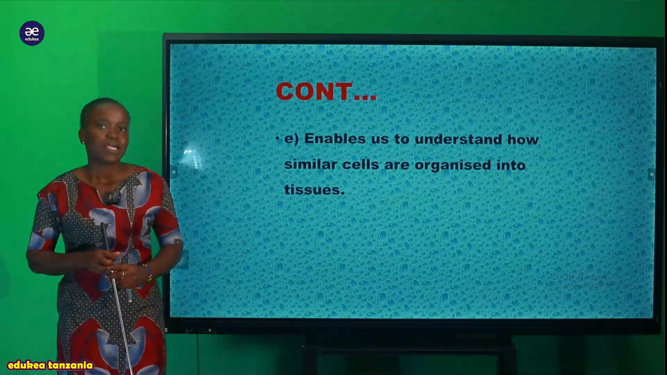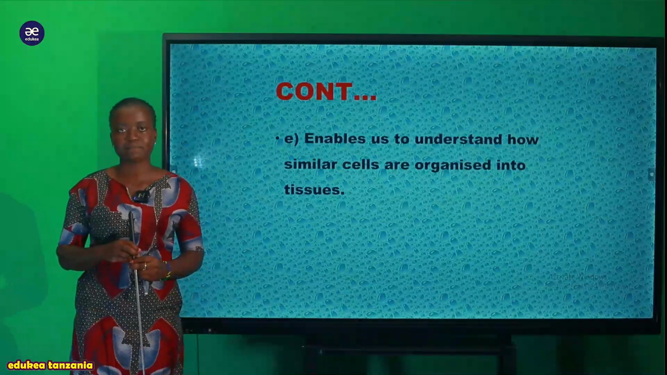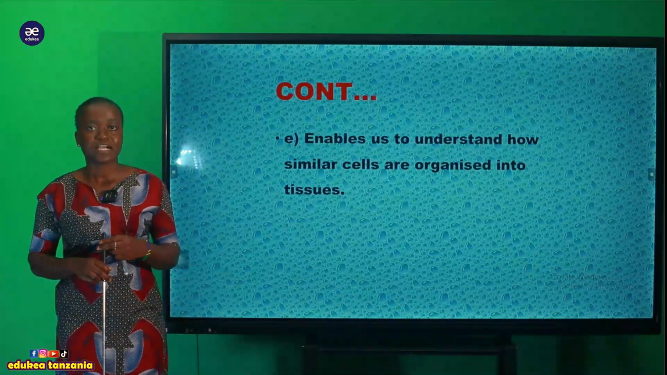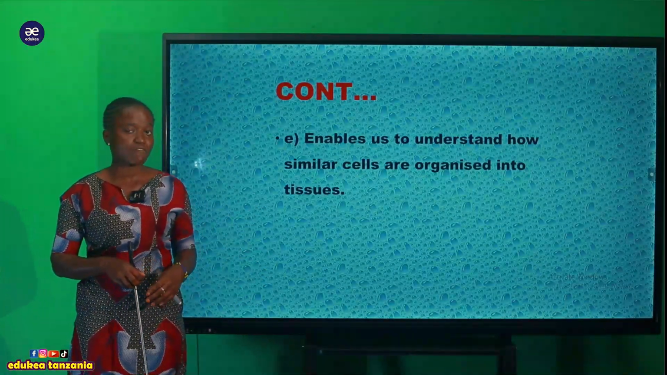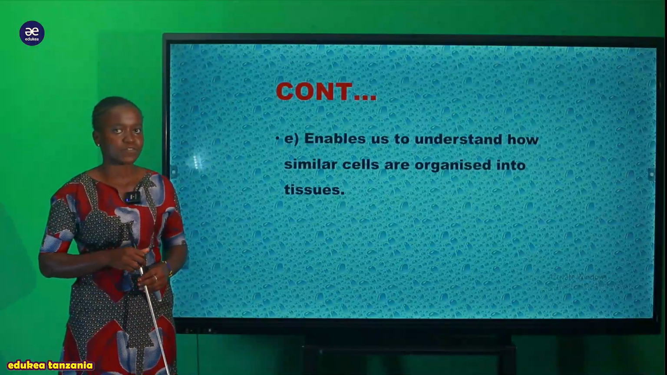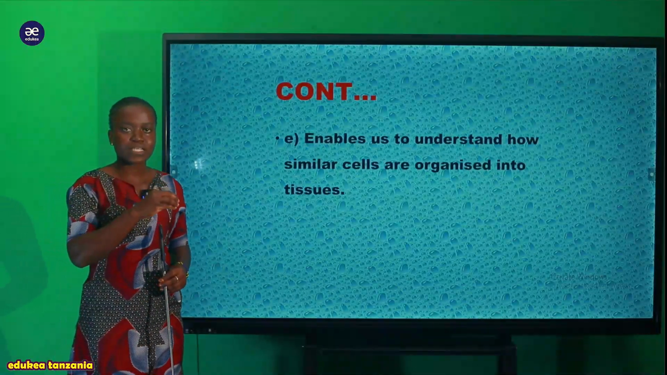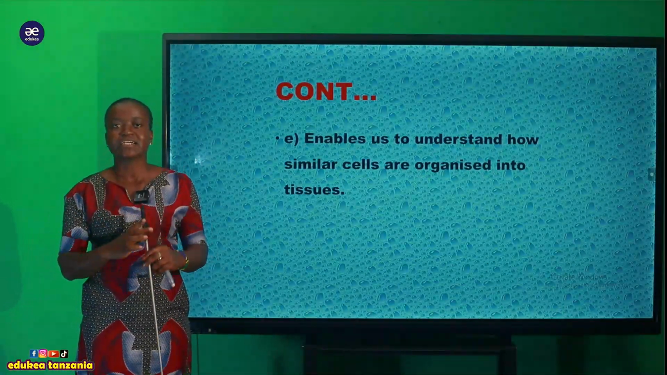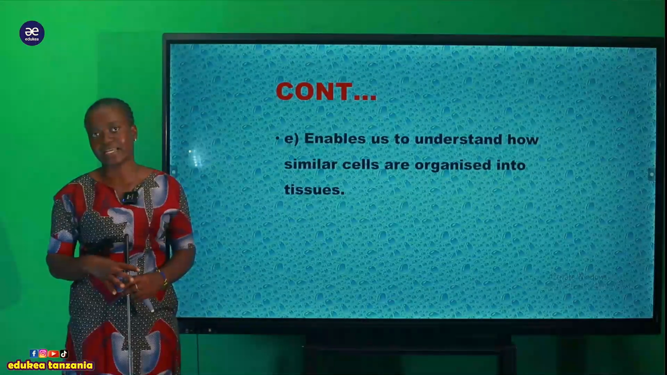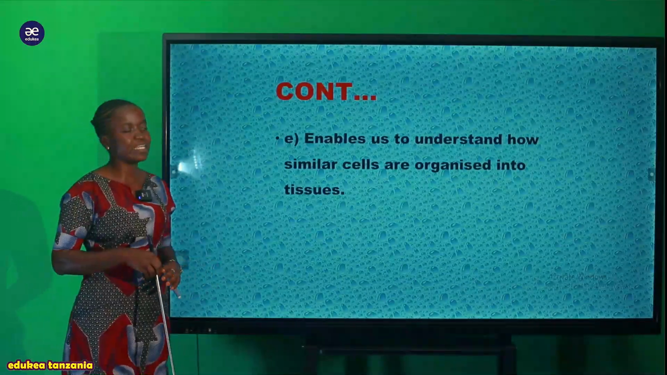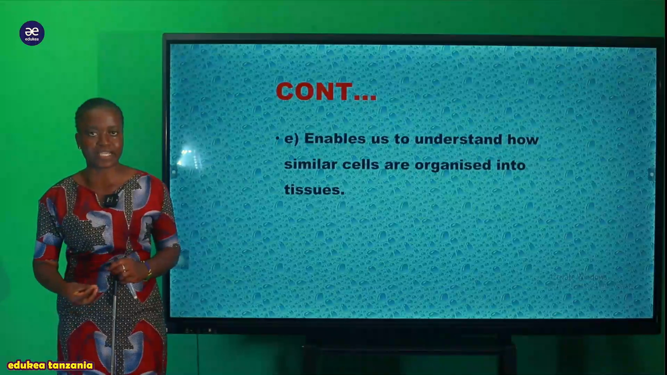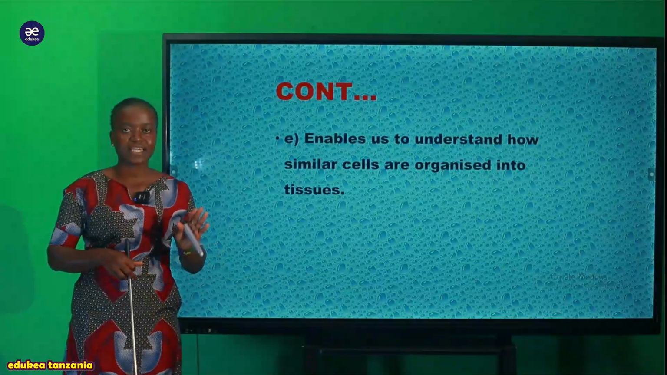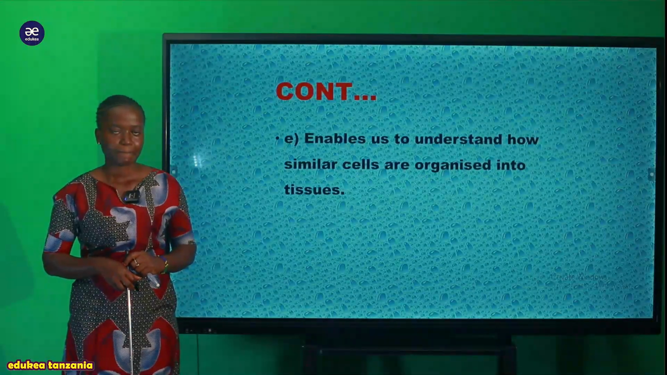Let's take an example in human being. So we have glands. Glands is a tissue. We have muscles. Muscle is an example of tissue. So how does one cell and one cell make the muscles or make the glands? So we're going to learn in this cytology. We're going to understand in detail one thing after another.